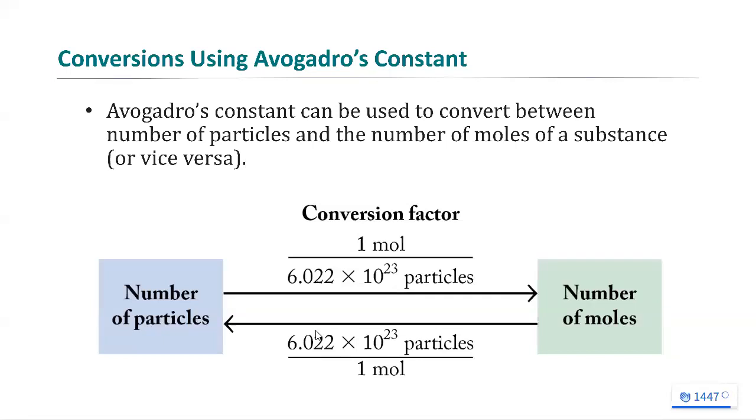And so we have two conversion factors in play, both of them dealing with Avogadro's number and 1 mole. If I'm converting from molecules to moles, I would end up dividing by Avogadro's number. If I want to convert from particles to moles, I divide by Avogadro's number. So in one direction I multiply, in the other direction I divide. It just depends on what I'm doing.